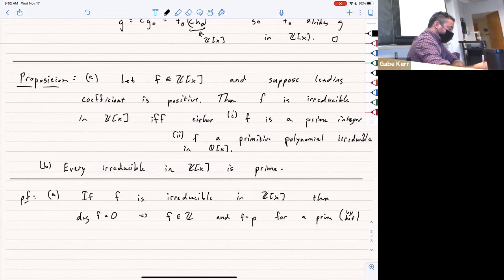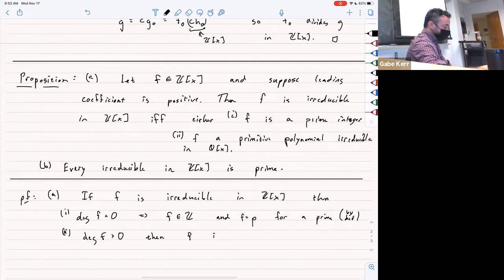Okay, so it's case 1, case 2. F is actually a polynomial, a positive degree polynomial. And then, well, it's irreducible in Z[X]. So I'll say it must be primitive. Why is that? Well, it has leading coefficient positive, so that's one thing. Why is it primitive? It's a definition check.